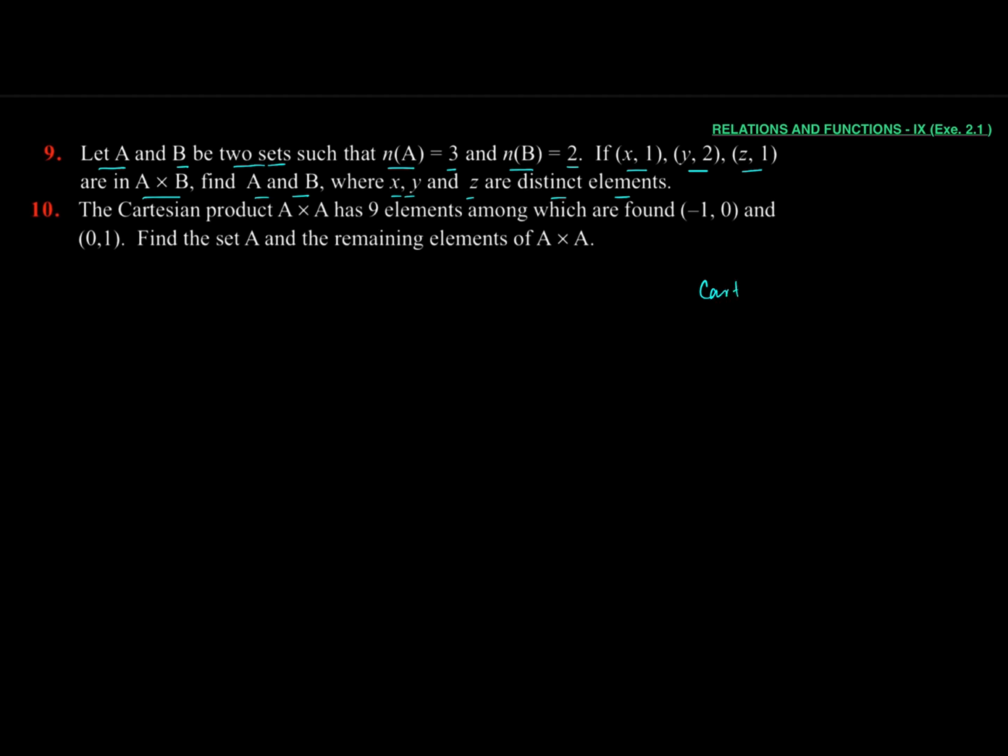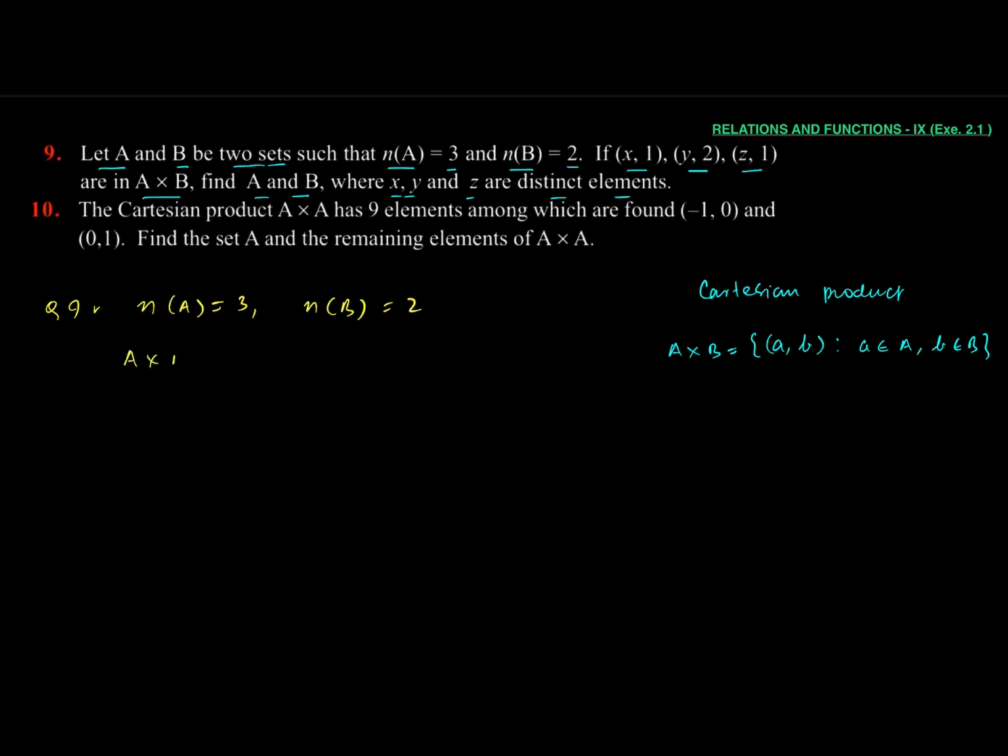Now we know what the Cartesian product of two sets is. Here we have a set which is represented by A cross B, and this set contains ordered pairs (a, b) such that a belongs to set A and b belongs to set B. We know this as we have already gone through this very concept in previous videos. So here in question number 9, we are given that the number of elements in set A is 3 and the number of elements in set B is 2.